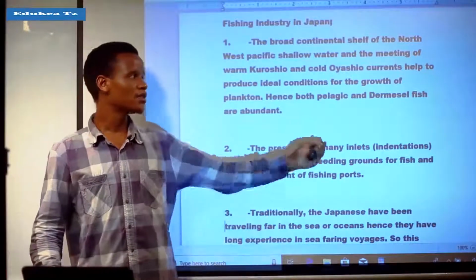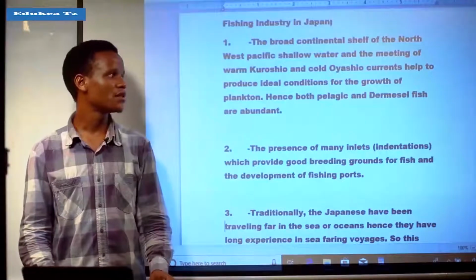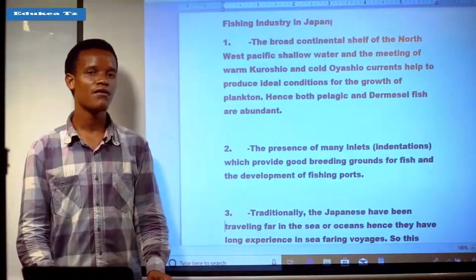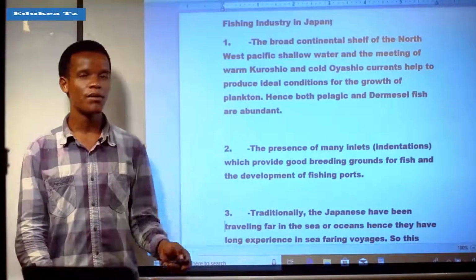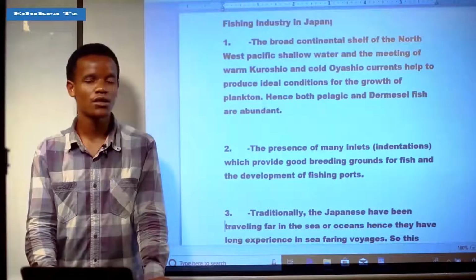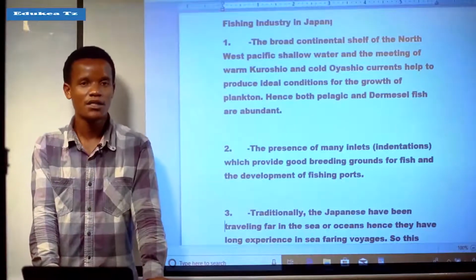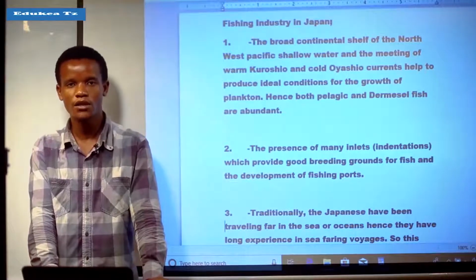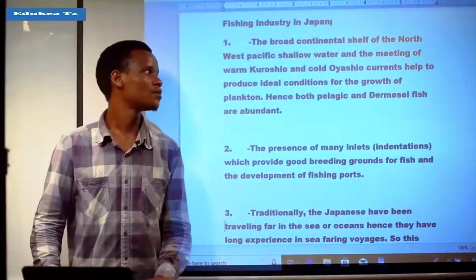So these species, the pelagic and demersal fish, tend to be abundant due to the availability of enough plankton that they use as a source of food. So the broad continental shelf across the Pacific Ocean contributed much to the development of fishing in the country of Japan.